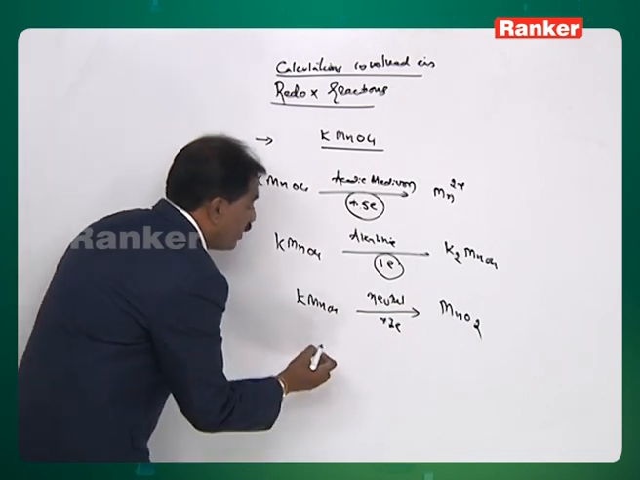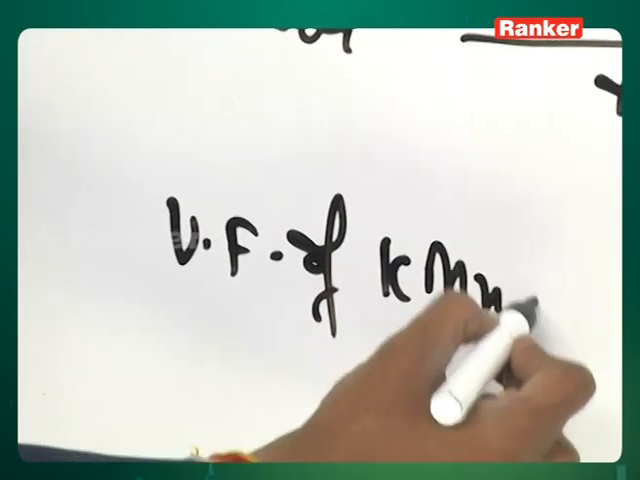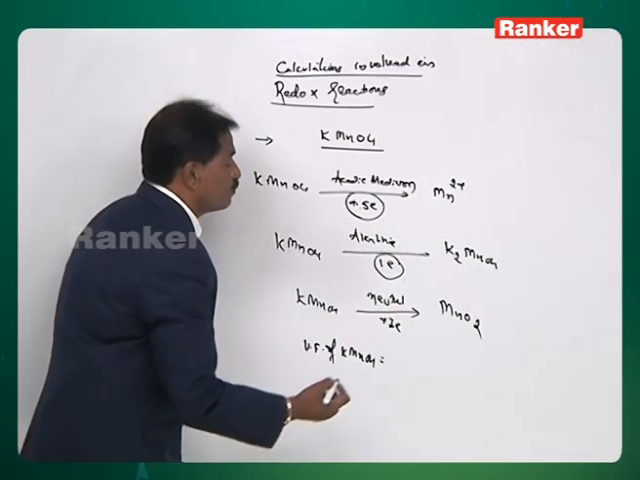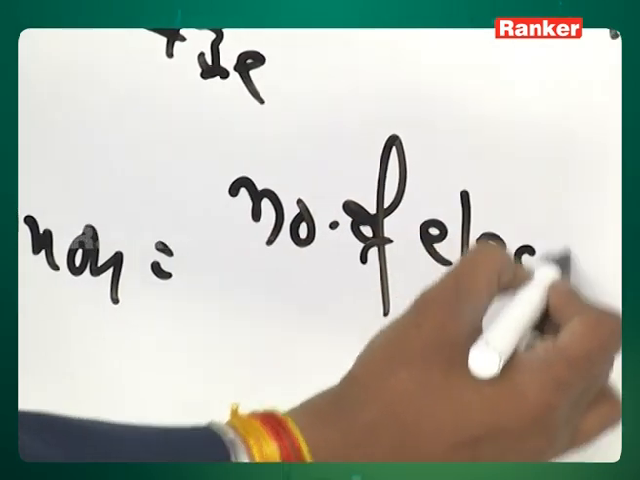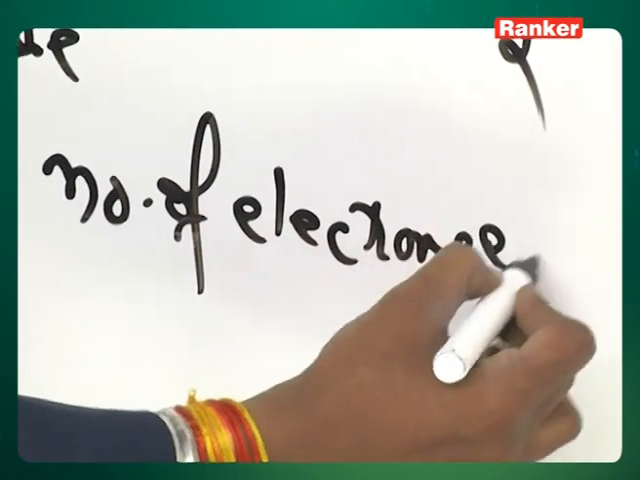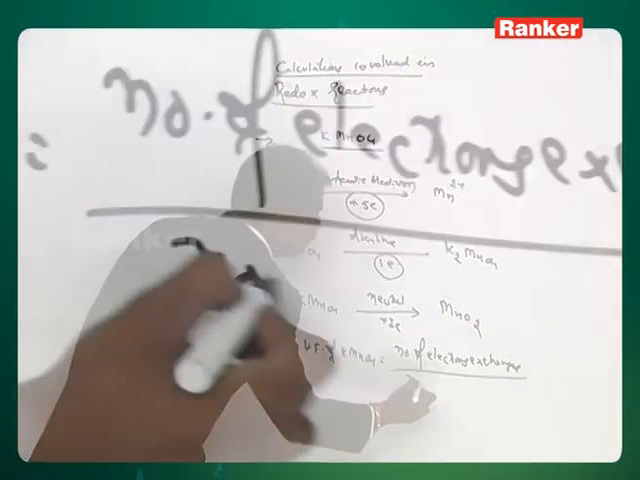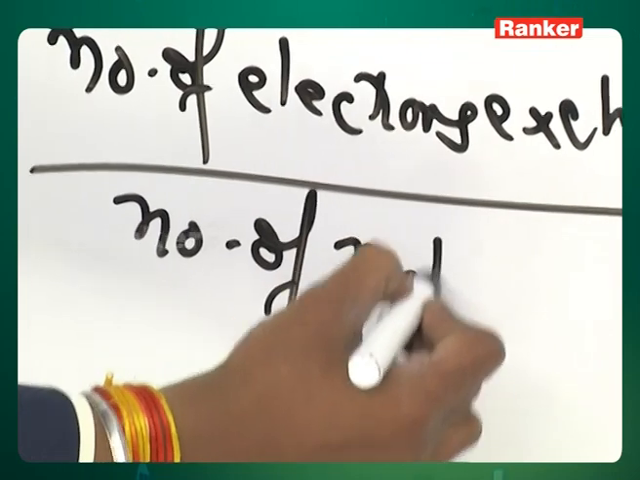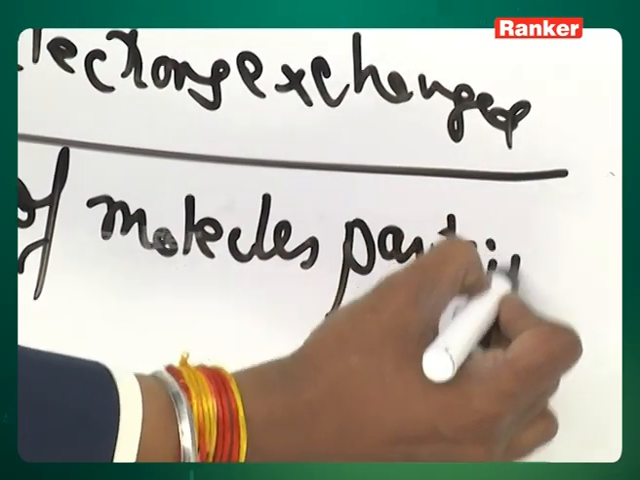Therefore, the valence factor of KMnO4 is equal to the number of electrons exchanged by the number of molecules participated.